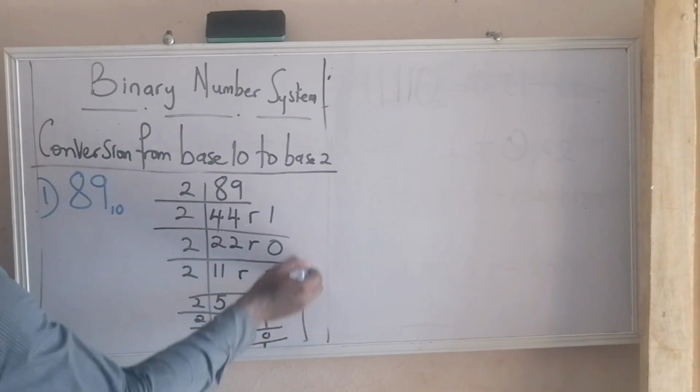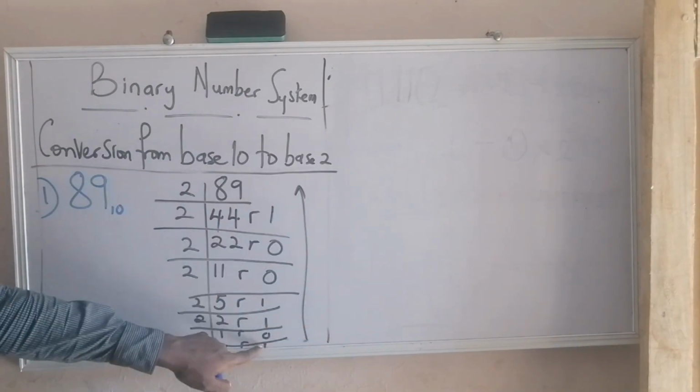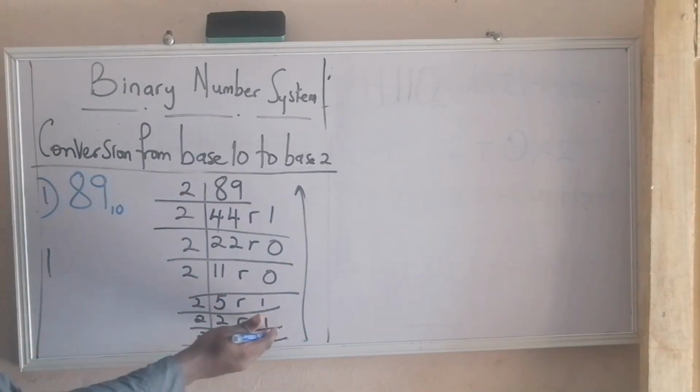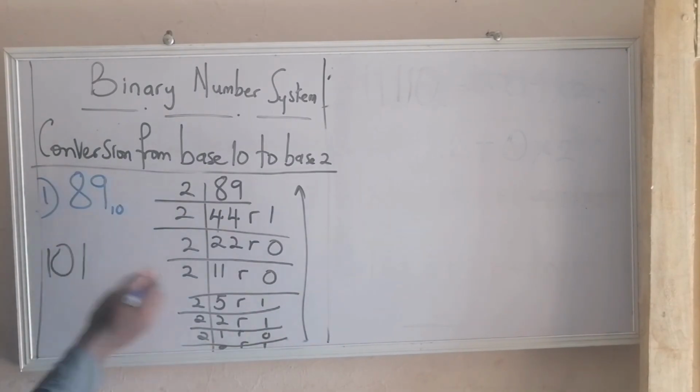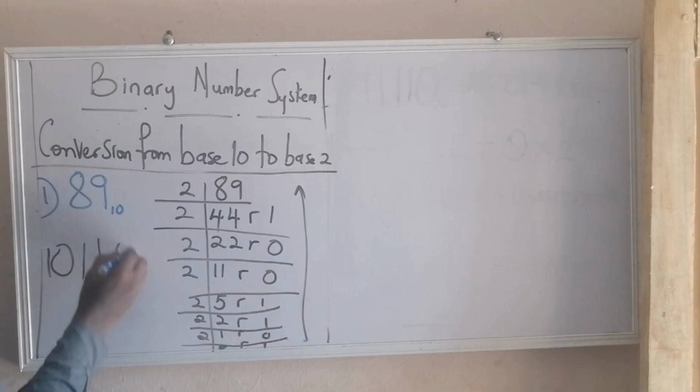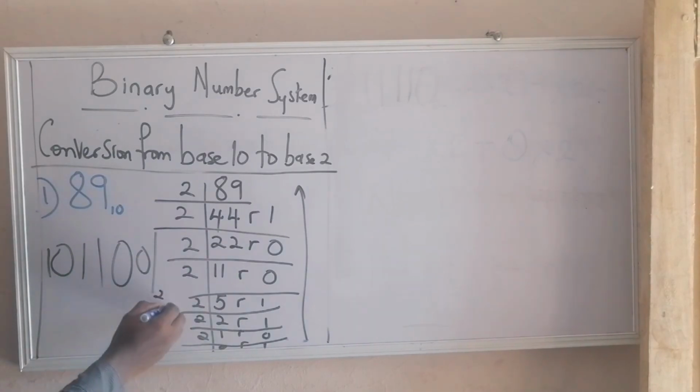So you pick it from the lower part up like this. And we'll start with 1. Then 0. Then 1. Then 1. You have 1, 0, 1, 1, 0, 0, 1, base 2. So that's how to convert from base 10 to base 2.